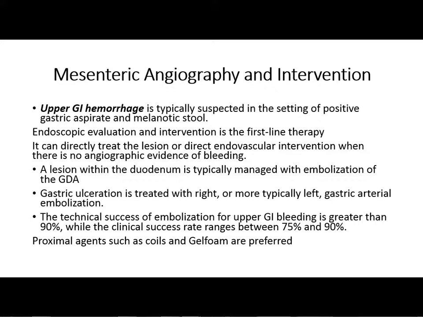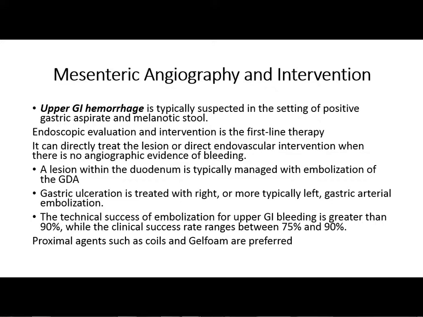Upper GIT hemorrhage is typically suspected in the setting of positive gastric aspirate and melanotic stool. Endoscopic evaluation and intervention is the first-line therapy. It can directly treat the lesion, or direct endovascular intervention can be used when there is no angiographic evidence of bleeding. A lesion within the duodenum is typically managed with embolization of the gastroduodenal artery.